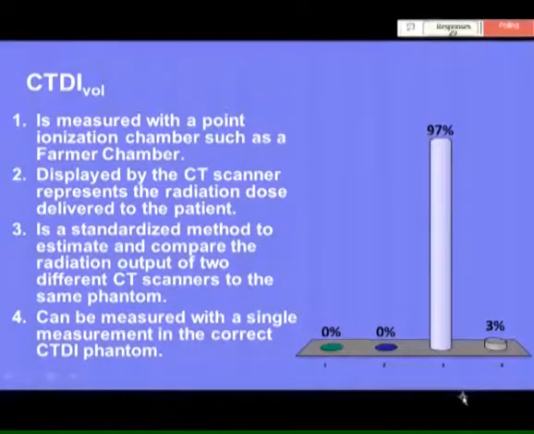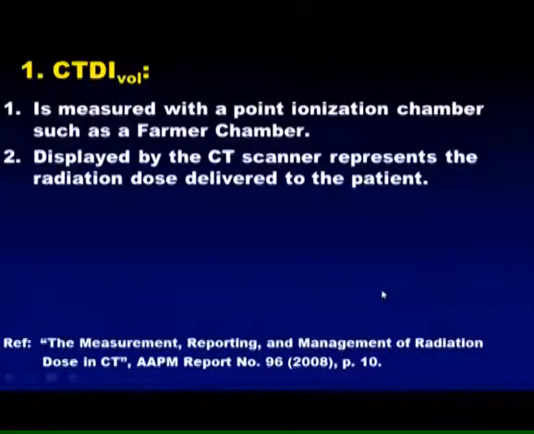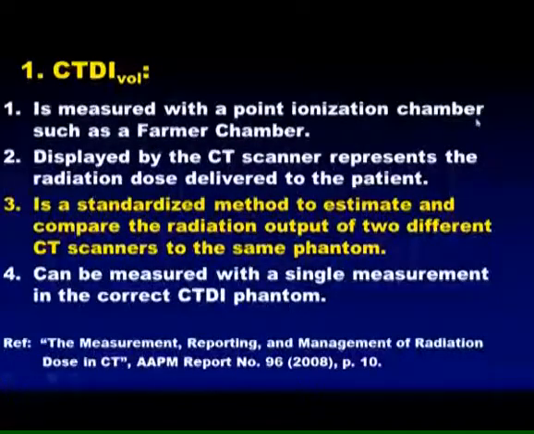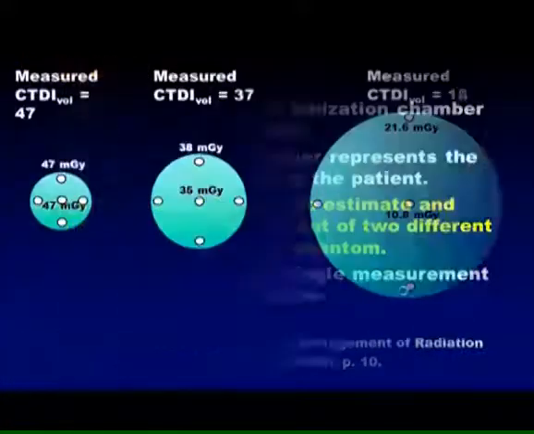Okay, we can't measure CTDIvol with a single measurement. We've got to have two measurements, because we have to calculate the weighted CTDI, and to do that we need a surface measurement and a centralized measurement before we can calculate and come up with the CTDIvol. So obviously we're using a pencil ionization chamber, so one is wrong. The CT scanner represents the radiation dose to the phantom, not to the patient. And as we've already said, we need more than one measurement.